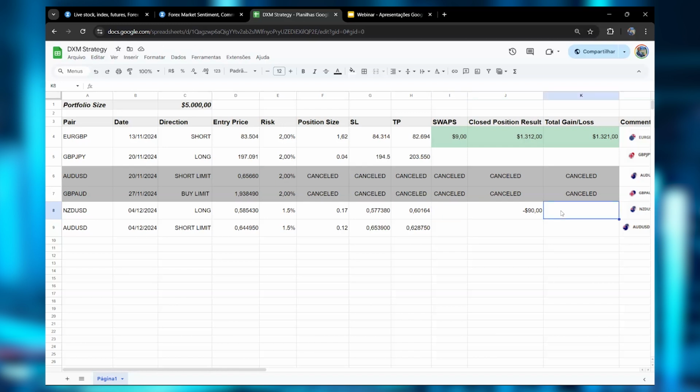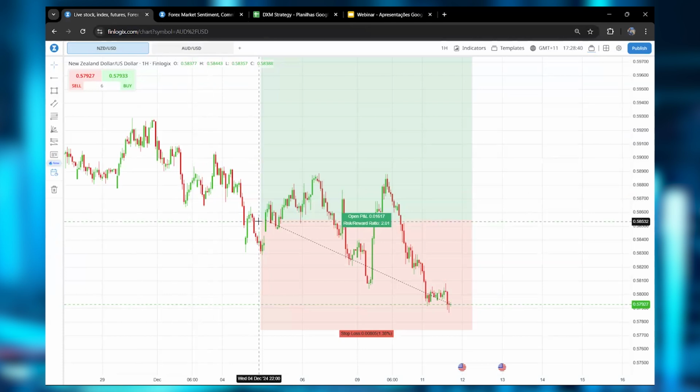And then the total loss would be the closed position result plus swaps. Okay. So at the moment, it's only $90. I would have to check the swaps. How many days did we stay in the position? So from the 4th, we have some messages.